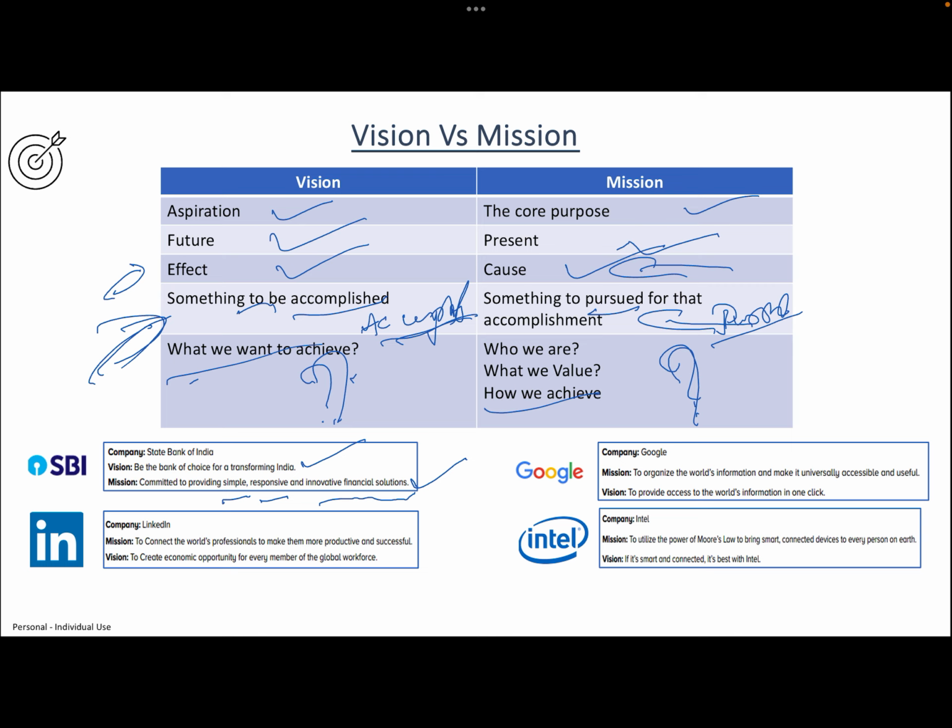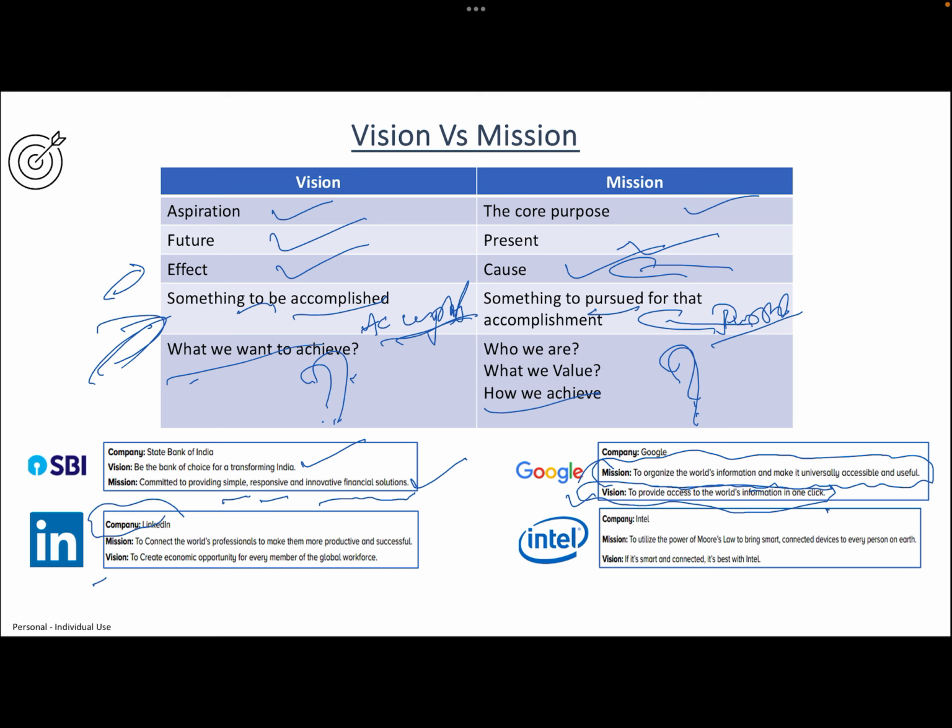Google, what is their mission statement? Okay, let's see vision first. To provide access to the world's information in one click. It is their vision. What is their mission? To organize the world's information and make it universally accessible and useful. So vision is that with one click they want to give it. How are they going to achieve it? By organizing the world's information and making it universally accessible and useful.